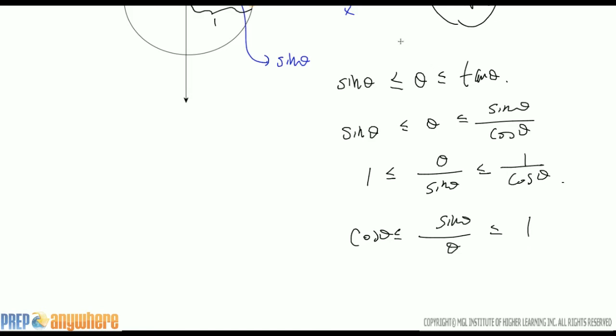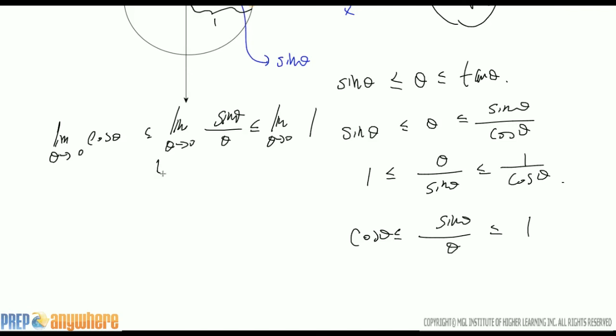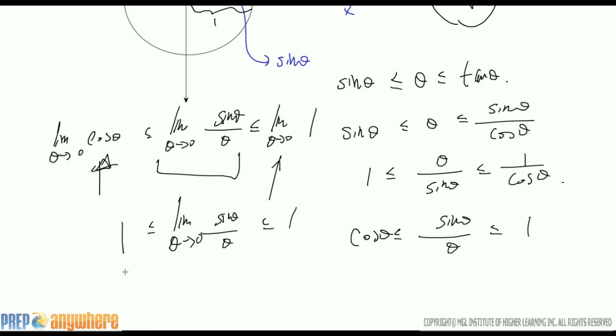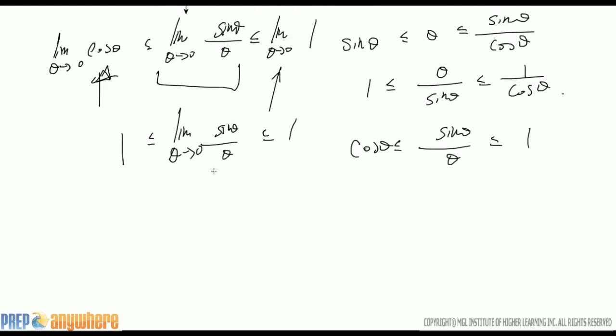Okay. So let's do the limit. Let's attach the limit to all three sides, as x, so theta, approaches 0. We don't know how to do this one, but we know how to do these two, don't we? What are they? One, one. They're approaching 1. So by the Squeeze Theorem, the limit is 1.